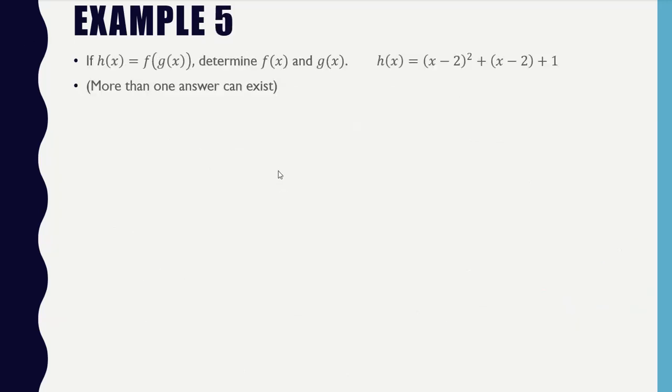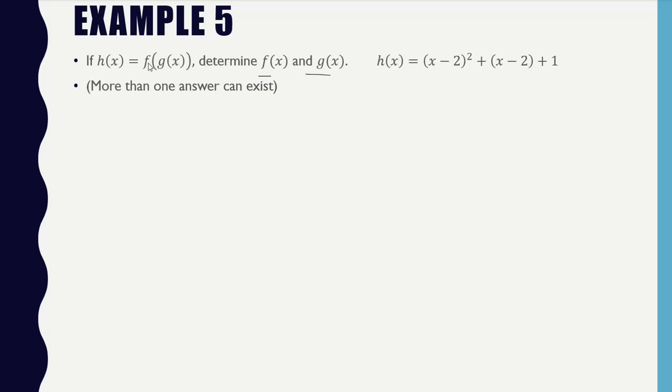Our final question of the unit. So example 5, if h of x is equal to f of g of x, determine f of x and g of x. What's a little bit different about this one though is we have a trinomial here. And it does say that more than one answer can exist. So we're going actually the other way. We want to figure out what f of x and g of x is.